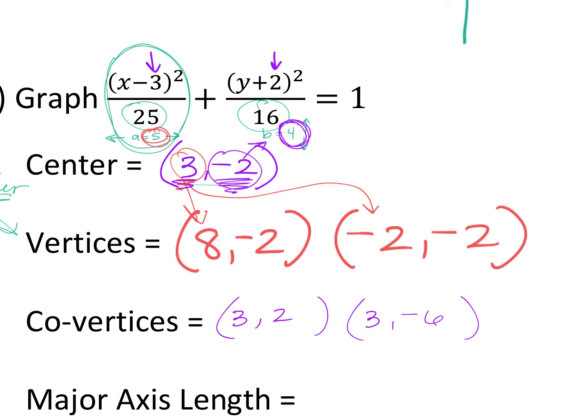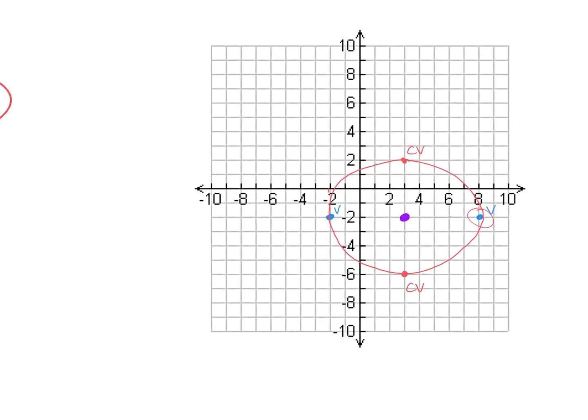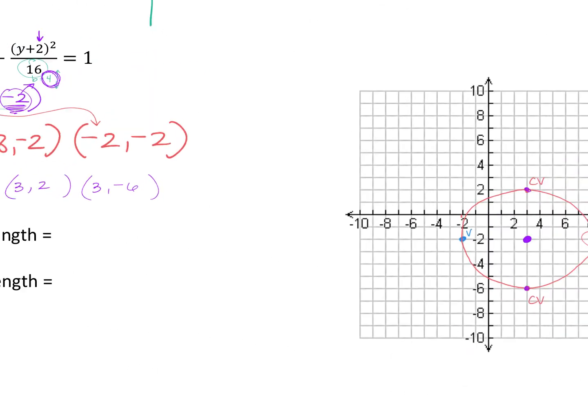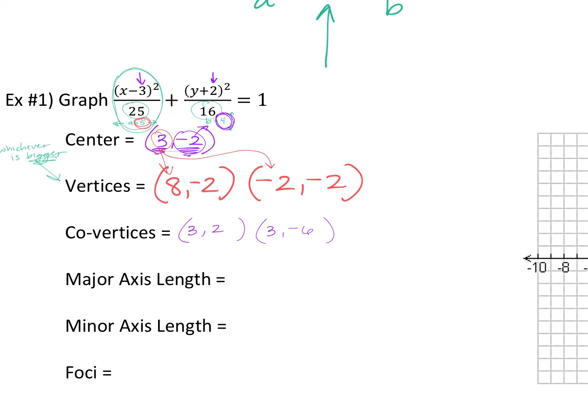-6, right? Again, if you want to do it from the graph, just come over here and name the points. This is the point 3, 2. This is the point 3, -6. So you can do it from looking at the graph, or you can do it from using the numbers that you have over here. They will both work, okay? Any questions on how I'm getting those numbers?